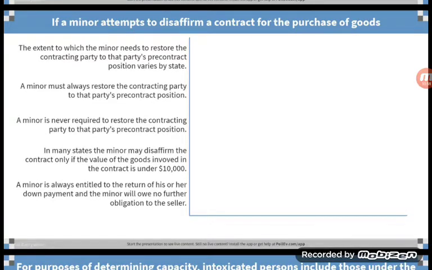If a minor attempts to disaffirm a contract for the purchase of goods, let me read through the answers here.